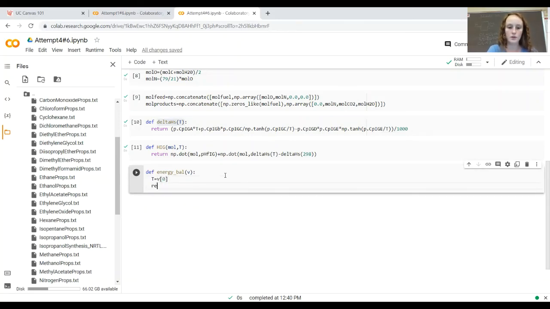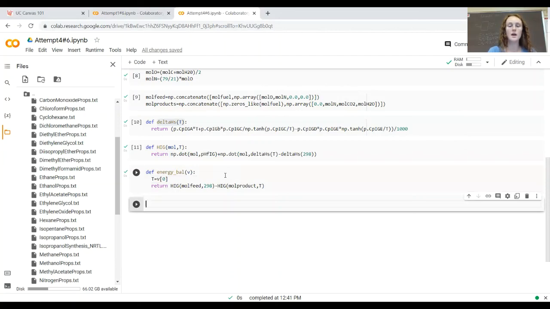Okay. We're going to return, if I can spell return correctly, HIG mole feed. So what's going in at 298 Kelvin, because that's the temperature of what's going in. We're going to subtract moles product, which is going out at some temperature T, and we're going to want to solve for that temperature. Shift enter to make sure that runs. We're going to do our last step. We've set up for our root solver now.